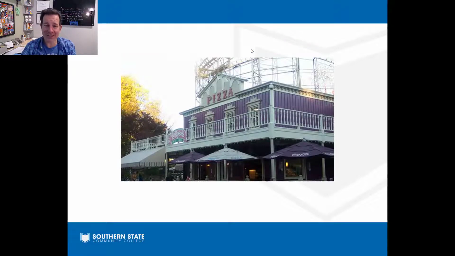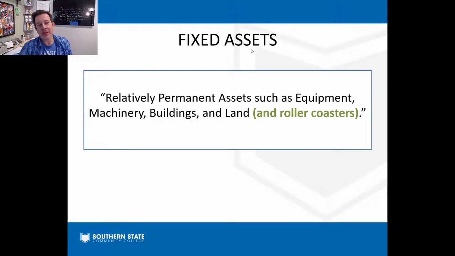So what exactly is a fixed asset? According to your textbook, a fixed asset is a relatively permanent asset, such as equipment, machinery, buildings, and land. And in Kings Island's case, a roller coaster. You probably knew that from our work in Solid Footing, but you might have gotten used to just calling them property, plant, and equipment, or property and equipment, or something like that. All those terms are interchangeable. Fixed assets, property, plant, and equipment, they're the exact same thing.